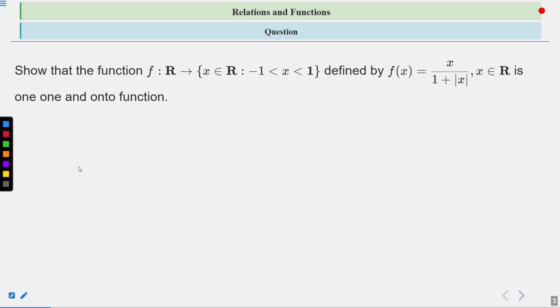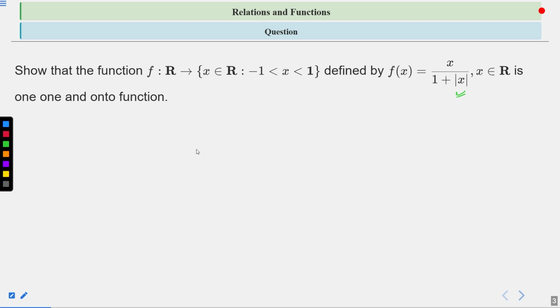So let us start with the first question, which says, show that the function. We are given a function f from real to x belongs to real, x is from -1 to 1. And the function is defined by f(x) is equal to x upon 1 plus mod x, x upon 1 plus absolute value of x, and x belongs to real. So we have to basically show that the given function is 1-1 and onto. That is, the given function should be bijective.